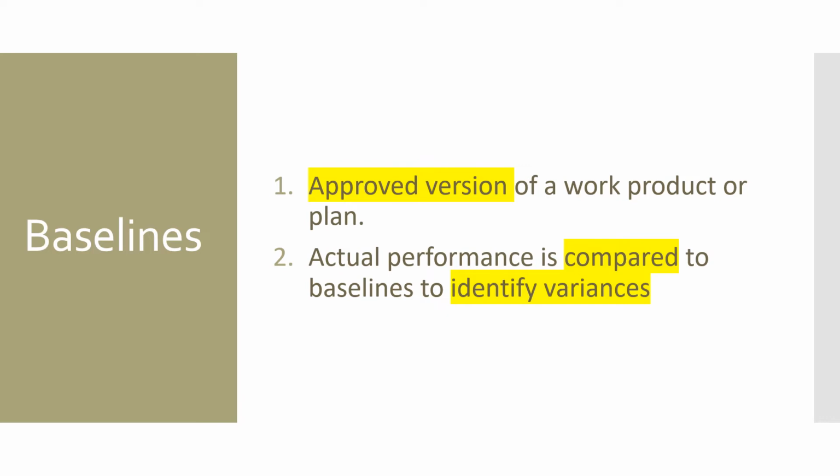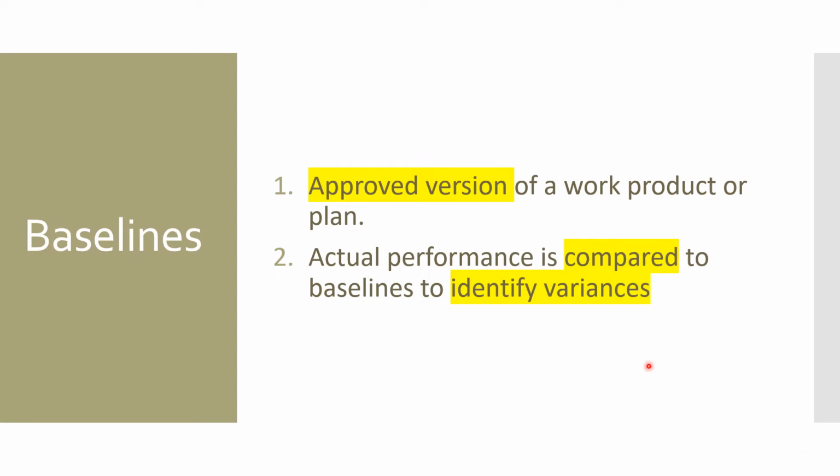Now we are coming to the next topic, which is the baseline. What are the different baselines commonly used in PMBOK 7 or in our project description? This has been explained in PMBOK 7. What is a baseline? The baseline is the approved version of a work product or plan. It can be an approved budget or an approved project schedule, an approved cost baseline or scope baseline, whatever it is.